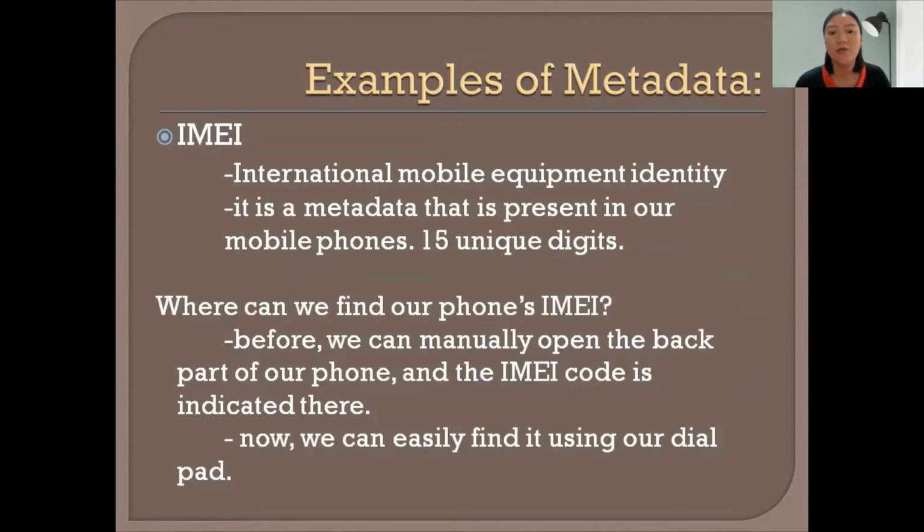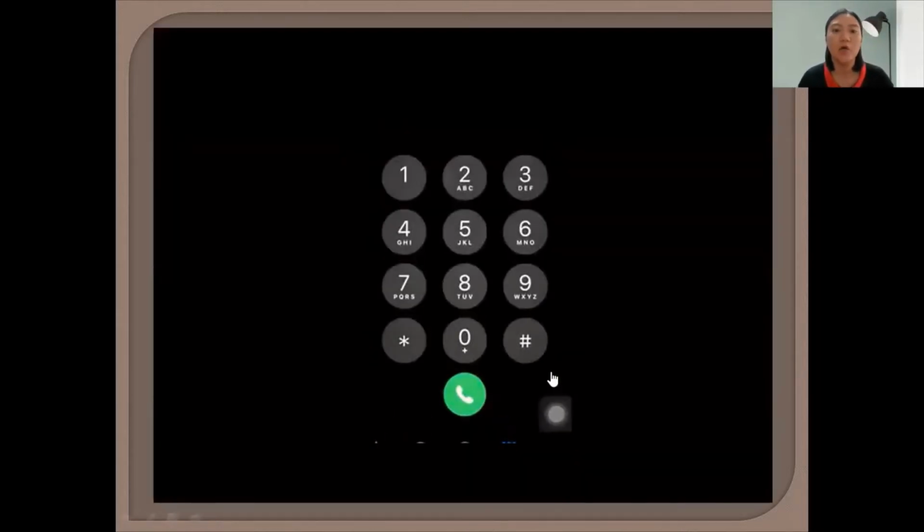And where can we find our phone's IMEI? Before, we could manually open the back part of our phone and the IMEI code is indicated there. But now we can easily find it using our dial pad. I'm going to show you how to find it using our mobile phone's dial pad. Open our dial pad, we click asterisk, number sign, 0, 6, and number sign. There. Our IMEI info will be displayed.